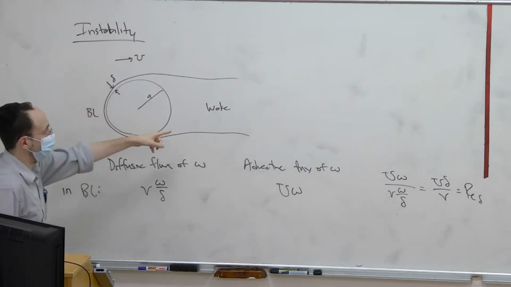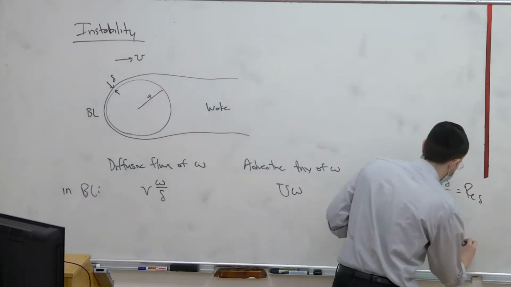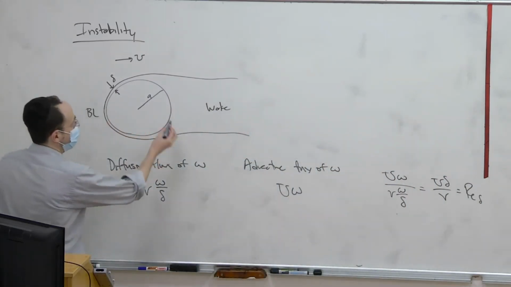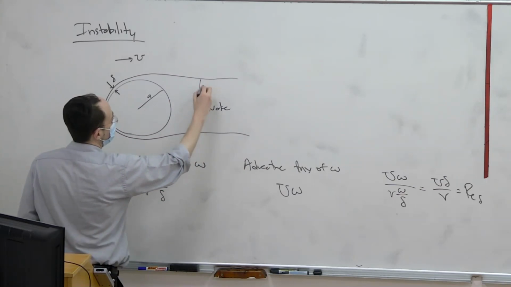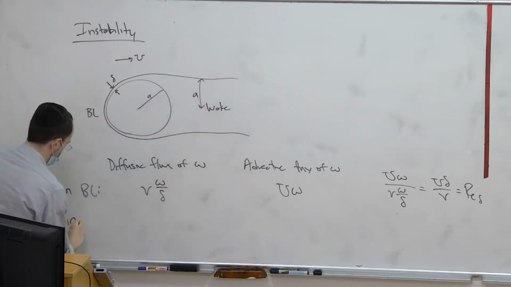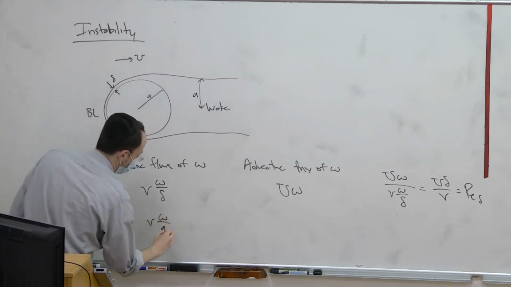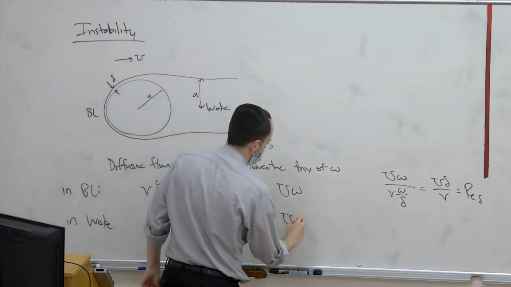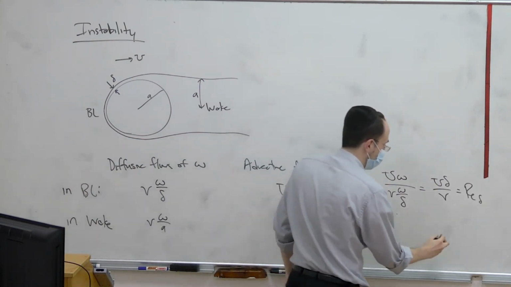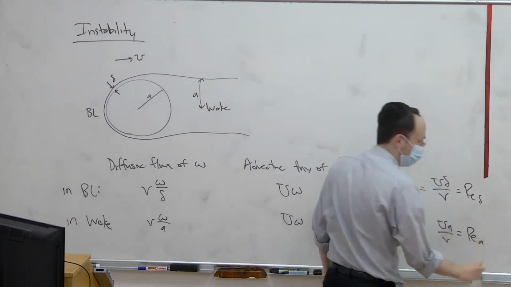And we could do the exact same analysis for the wake, right? If you do the analysis for the wake, what's the characteristic length scale in the wake? Well, it's the same length scale, right? It's A. So in the wake, of course, we have nu, but now it's omega over A. And here we have U times omega. And therefore, in the wake, we're going to have UA over nu, which is Re_A.